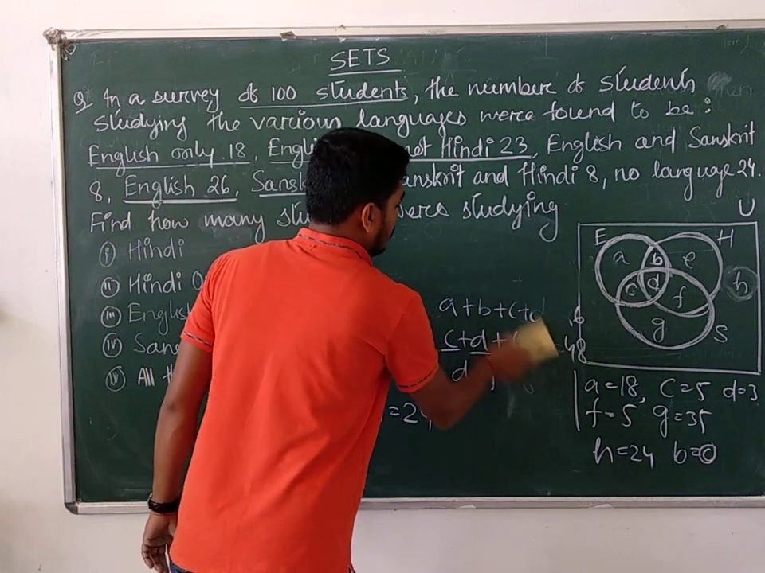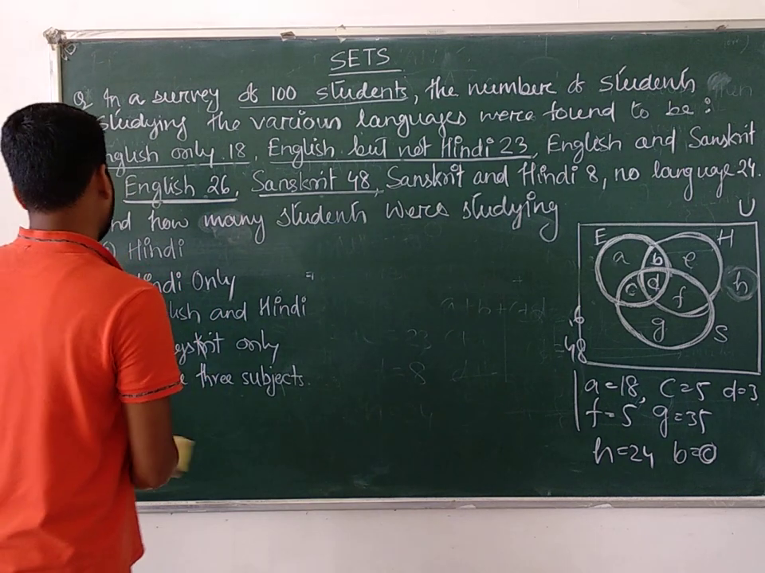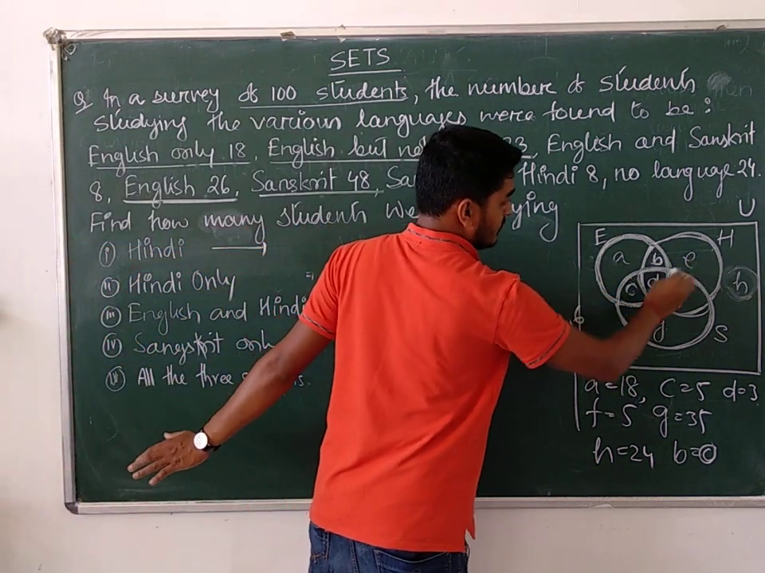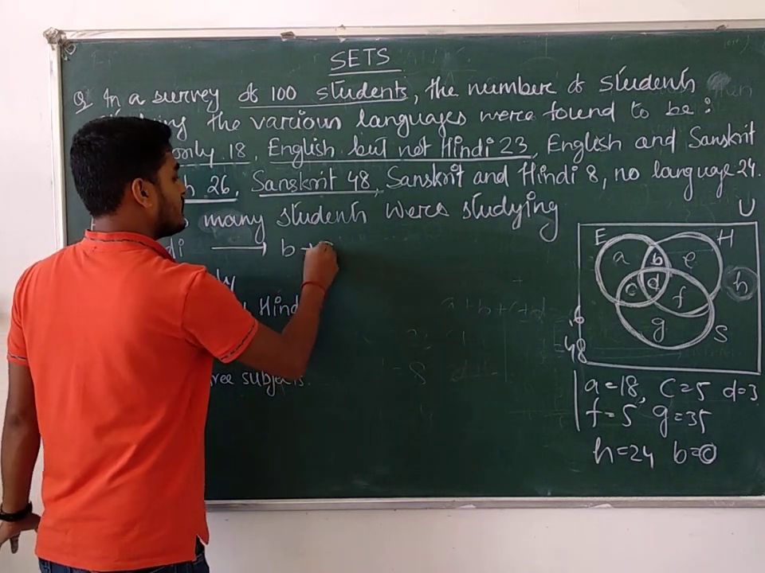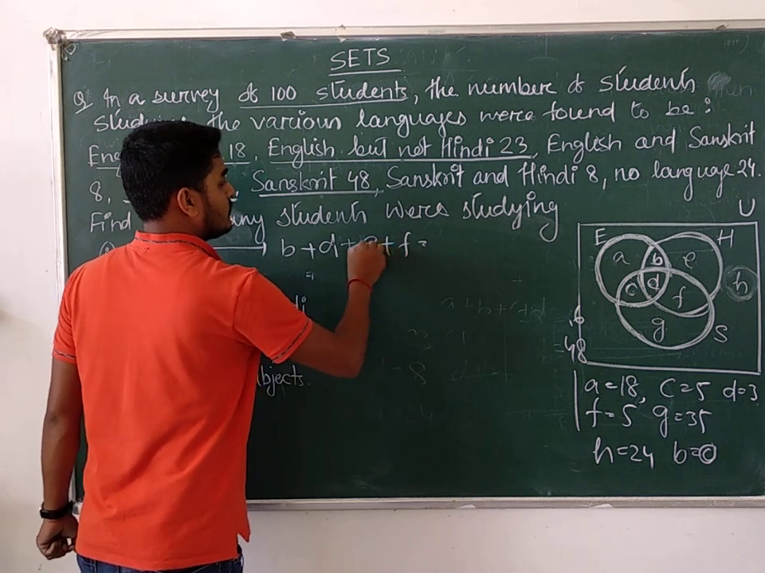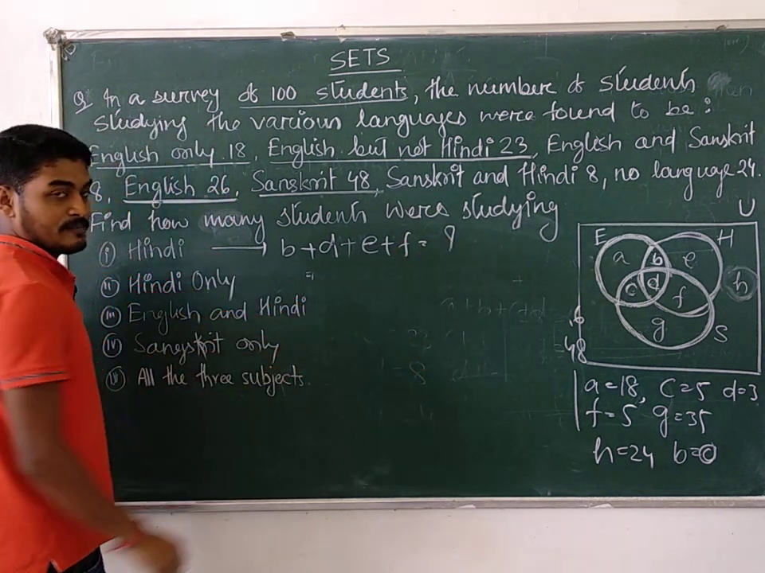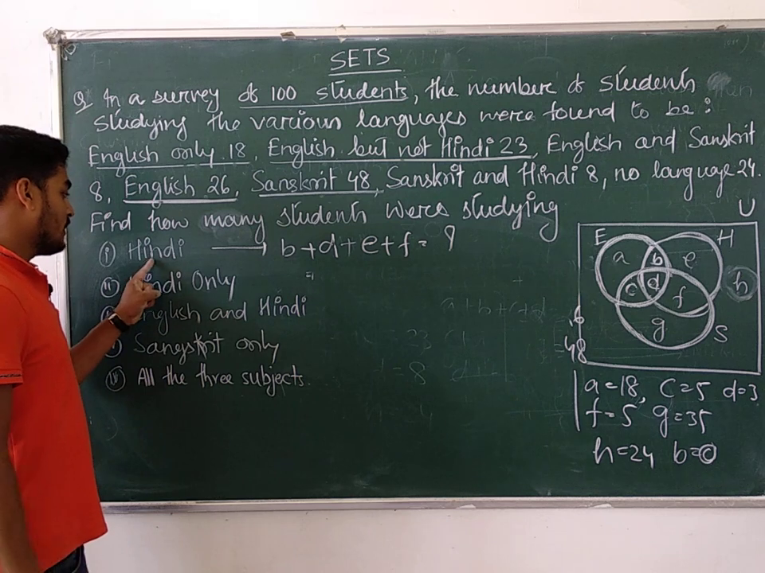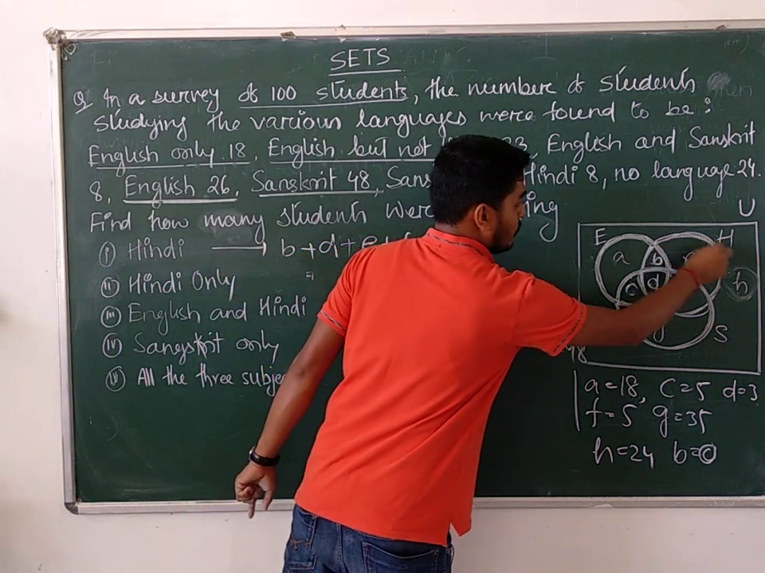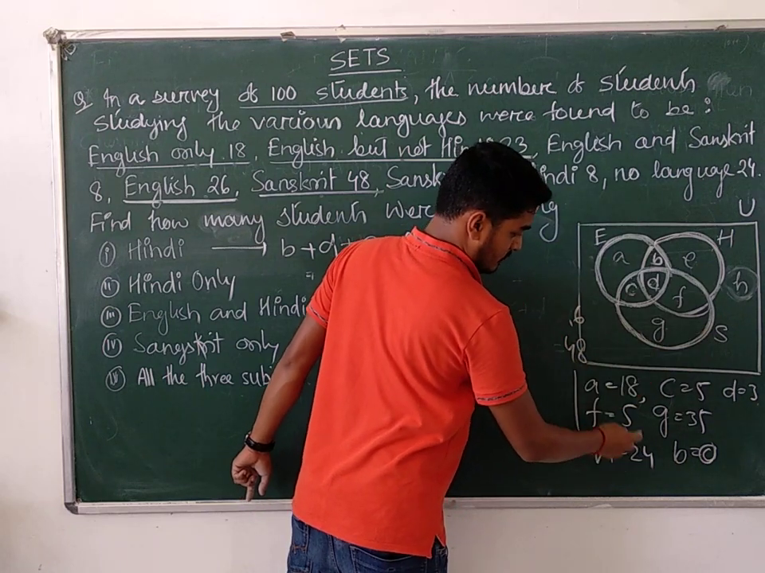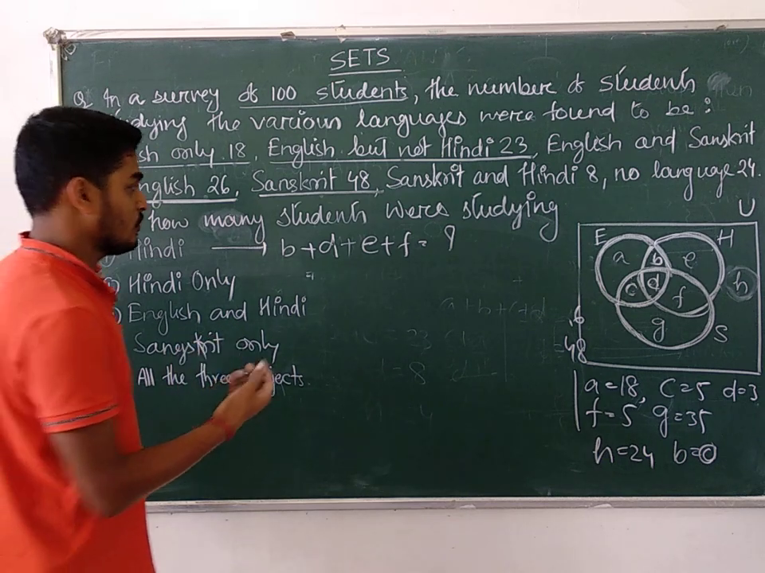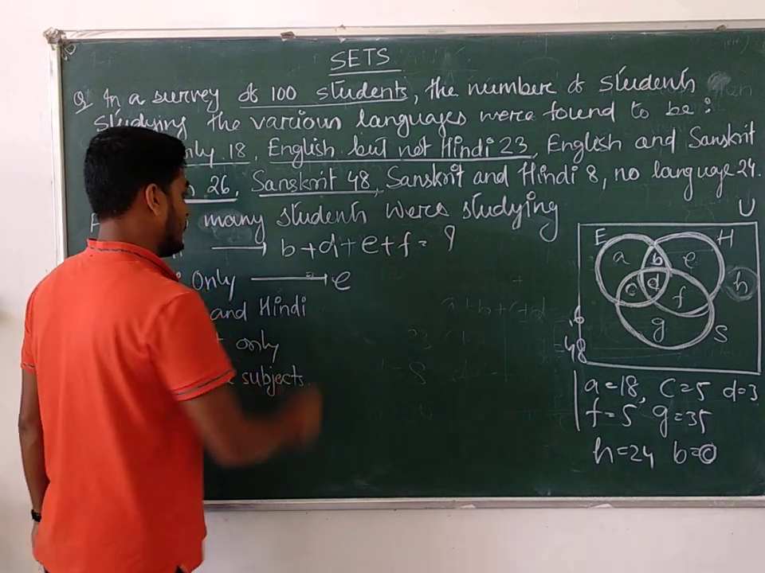Okay. Now how can you find out the value? Hindi. So Hindi means what? Hindi portion means B, E, D, F. B plus D plus E plus F. So put the value. From this one expression, you will get the corresponding answer. How many students are there who read Hindi? Hindi only means only Hindi portion. That means the value of E. So you will get the value of Hindi only.